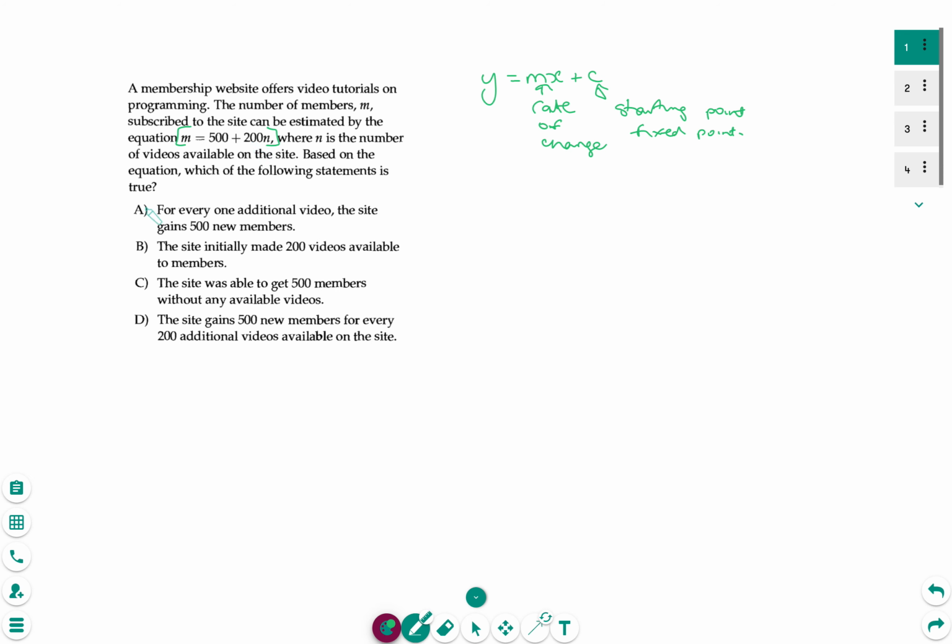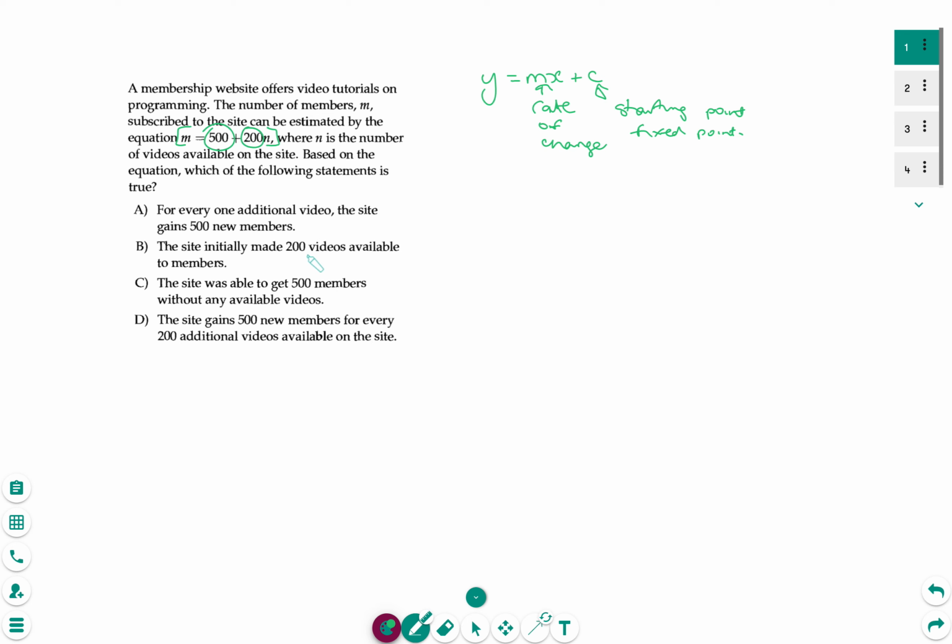So let's read A, B, C, D and see if they match our interpretation of 500 as the, let's call it, fixed point or the starting point, and 200 as the rate of change. Every time n increases by 1, or the number of videos available goes up, the number of members subscribed should go up by 200. It's the interpretation of the gradient here. So for every one additional video, the site gains 500 new members. Well, no, because it should gain 200 if 200 is the gradient.